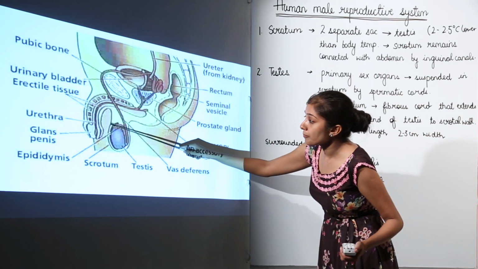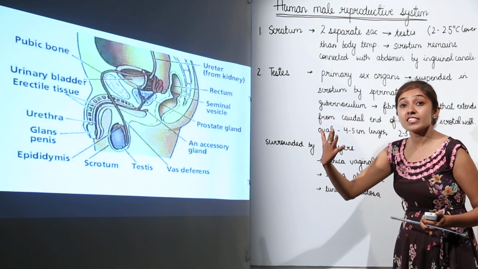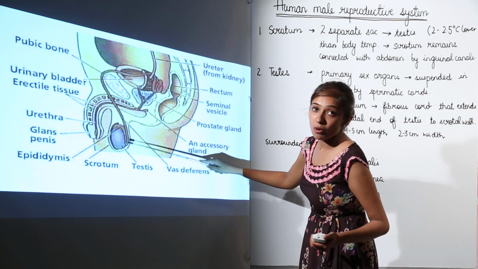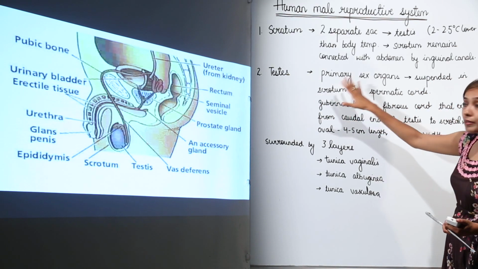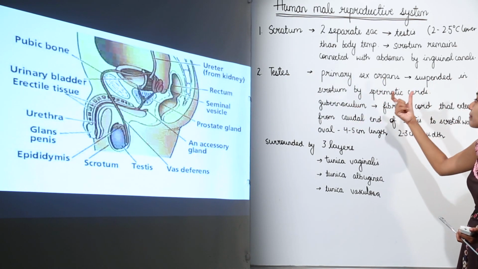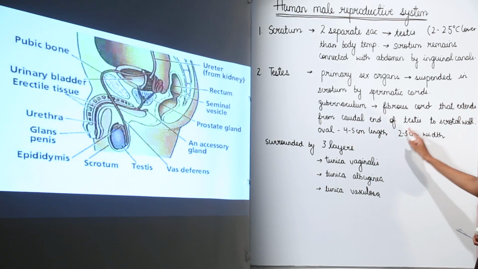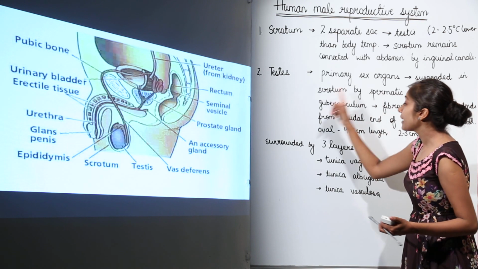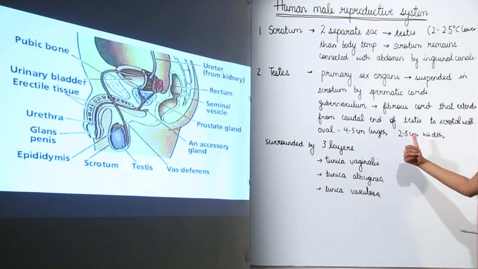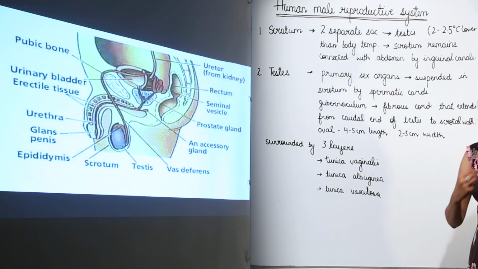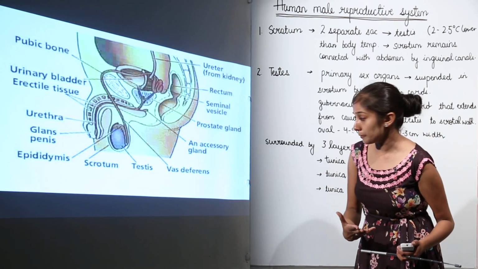What was scrotum? It was the pigmented pouch hanging outside the abdominal cavity, right? Then we have testis. Testes are the primary sex organs suspended in the scrotum by spermatic cords, and we have a fibrous cord that extends from the caudal end of testes to the scrotal wall which we call gubernaculum. The testes are oval in shape, 4 to 5 centimeters in length and 2 to 3 centimeters in width. So what is the trick? Just remember these points. You will be able to expand these points when you write an answer.